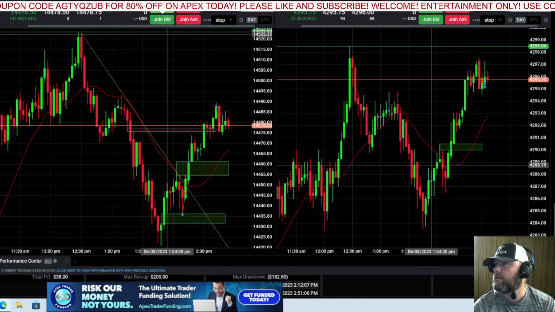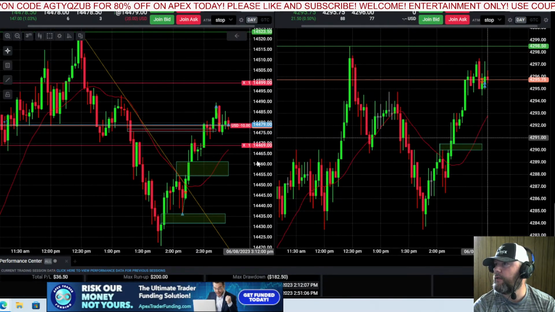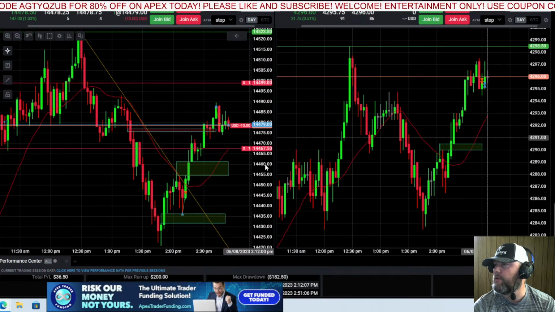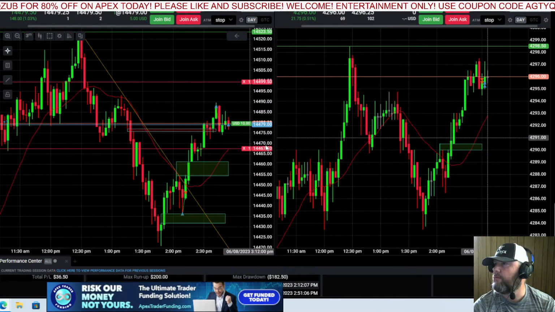Much rather be long from this low area here than where I was earlier. So, all right, let's go ahead and take a long here. Let's put our stop kind of where it needs to be. If we get stopped out here, then that's okay. But kind of targeting that 500 level there.